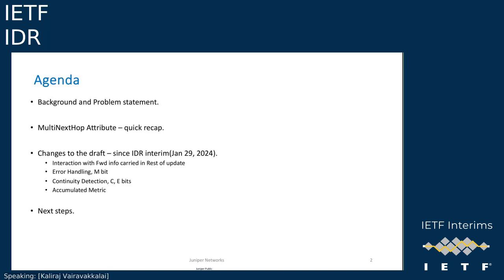So the agenda is to have a quick recap of the background and problem statement and the multi-next hop attribute itself, and go over the changes to the draft since the last IDR interim, which includes clarification of interaction of forwarding information that is carried in the MNH as well as in the rest of the update, and some error handling enhancements using a new bit called M bit, and continuity detection enhancements using the bits called C and E bits, and accumulated metric has been added as another attribute in the forwarding arguments section, and we'll discuss the next steps.